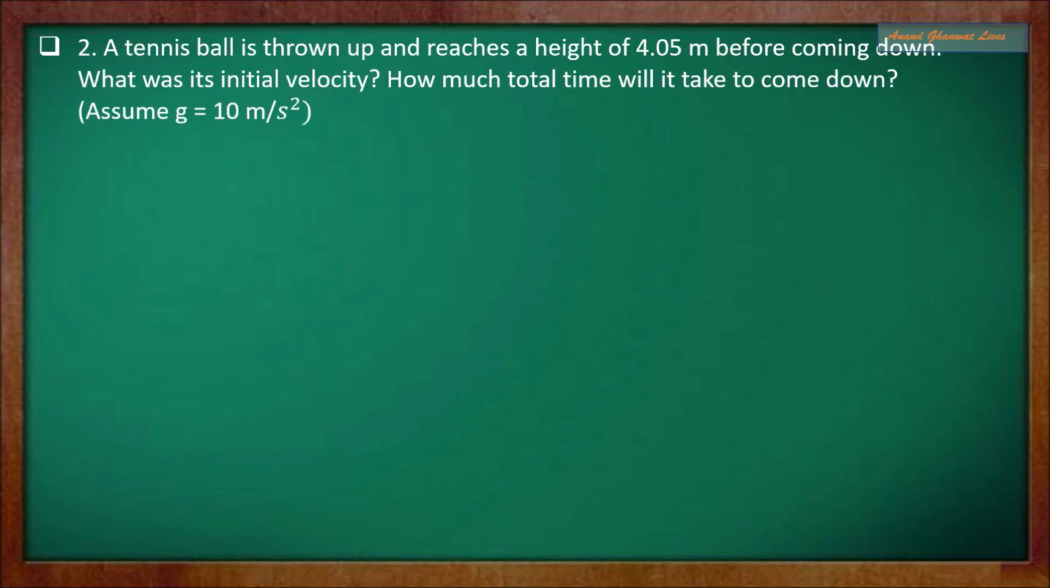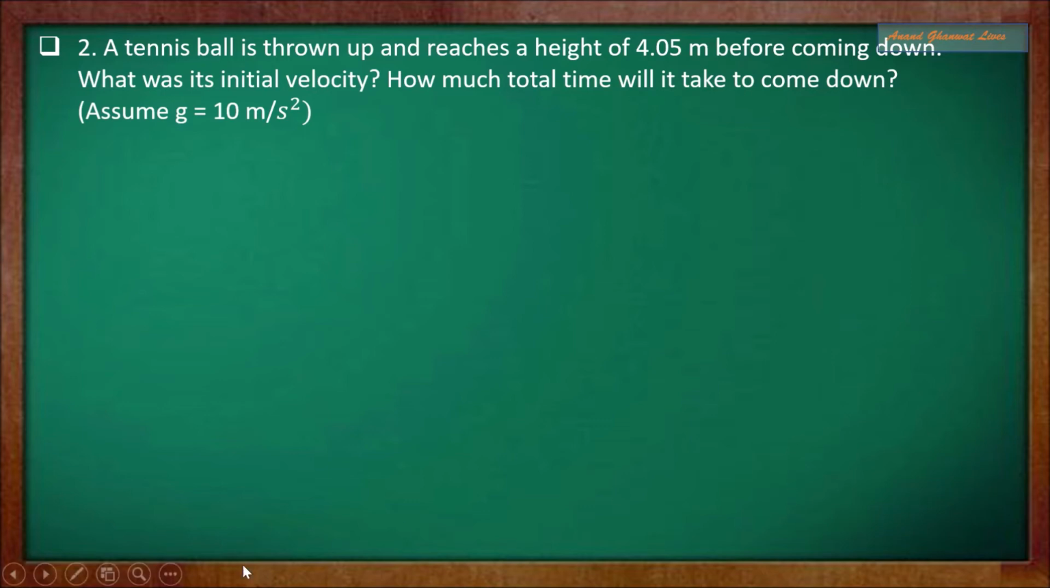Second example, a tennis ball is thrown up and reaches a height of 4.05 meter before coming down. What was its initial velocity? How much total time will it take to come down? Assume that g, meaning gravitational acceleration, is equal to 10 meter per second square.